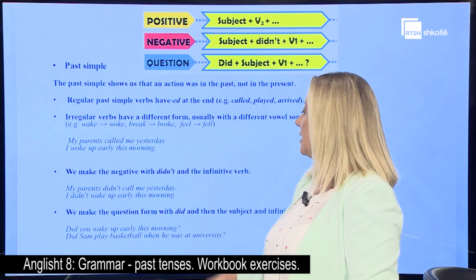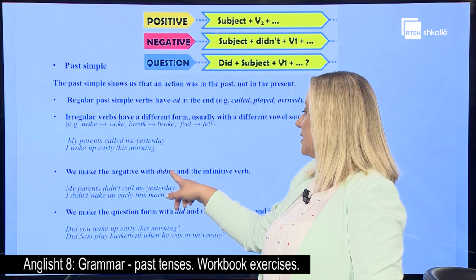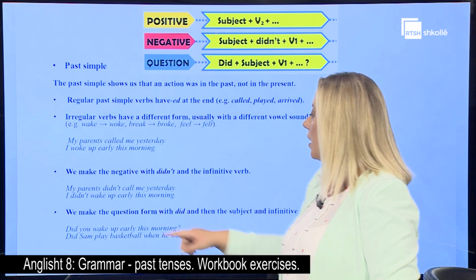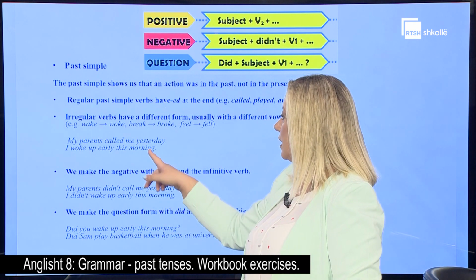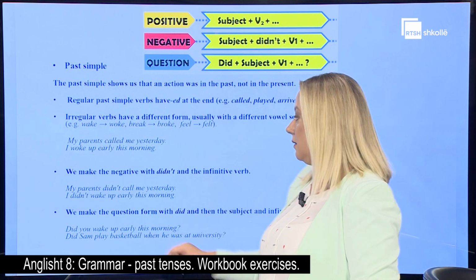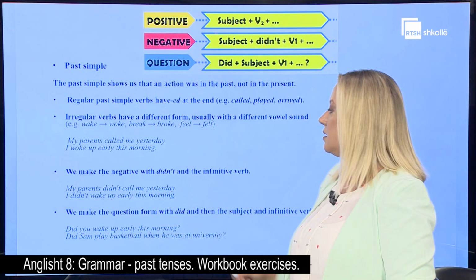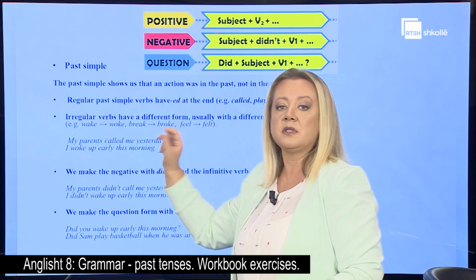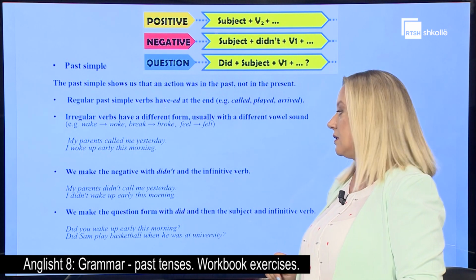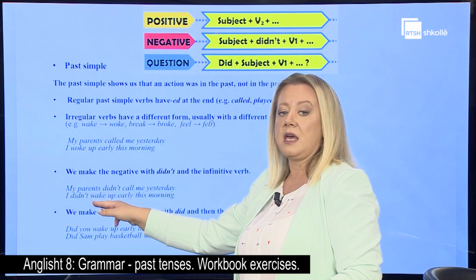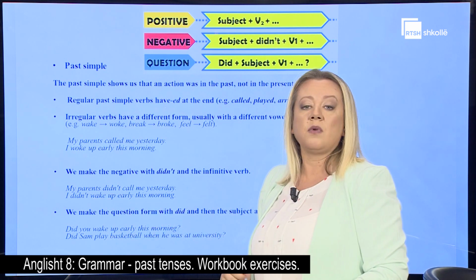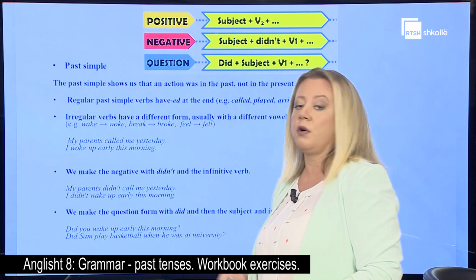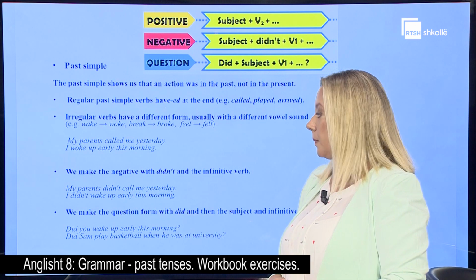Now let's see negative examples. We said we make the negative with didn't and the infinitive verb. My parents didn't call me yesterday. And I didn't wake up early this morning. We see that the irregular form happens only in the affirmative case, while the negative case, and we'll see later the question, use just the regular form of making past simple.